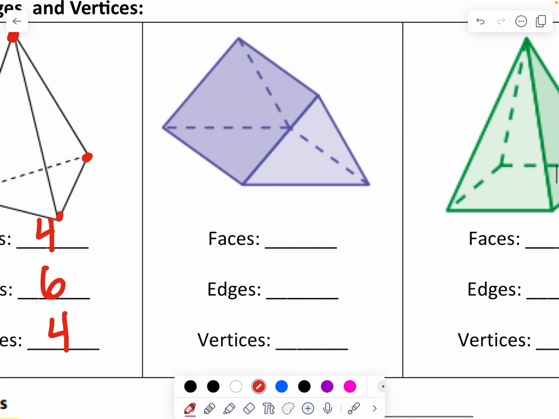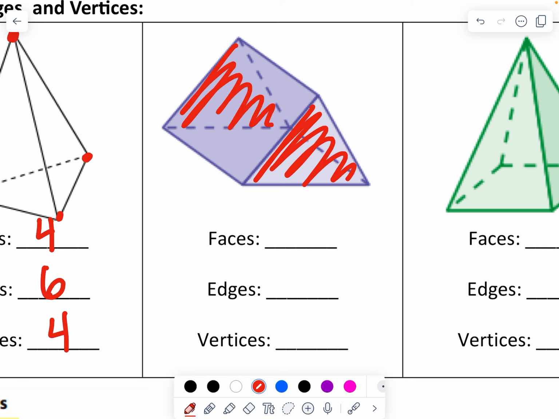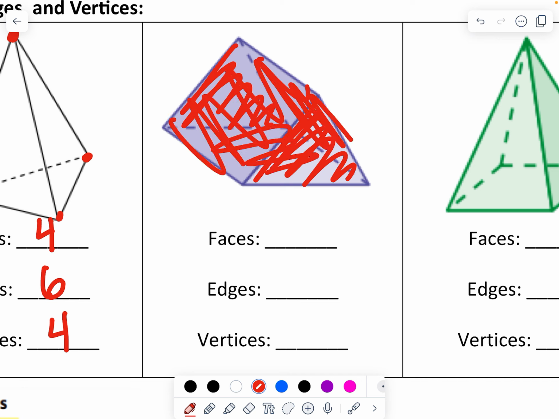On this one, I can see right away for faces, I have a triangle here and a triangle here. So that's 2. And then I have the right side, the left side, and we have the bottom. So that would be 5 faces.